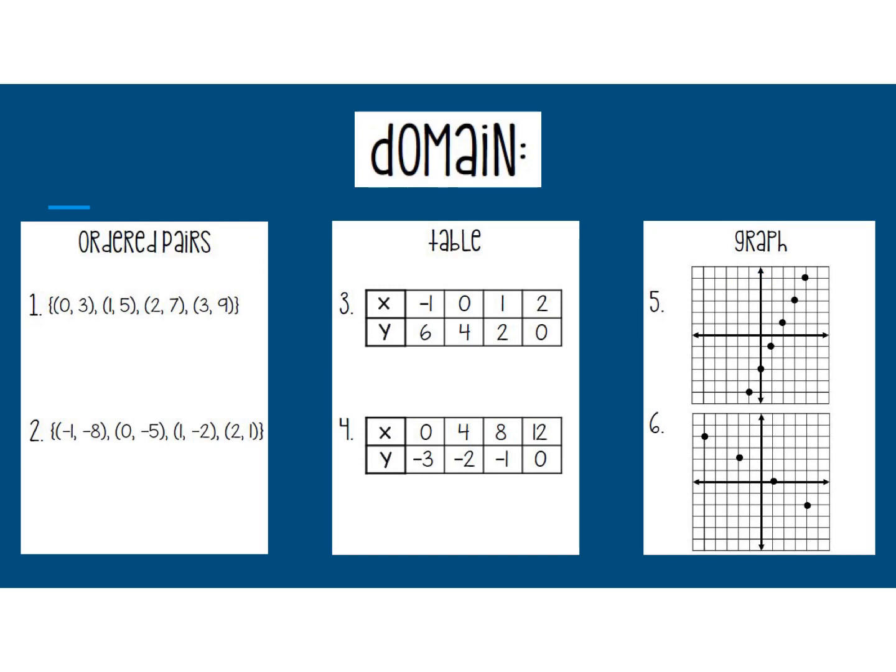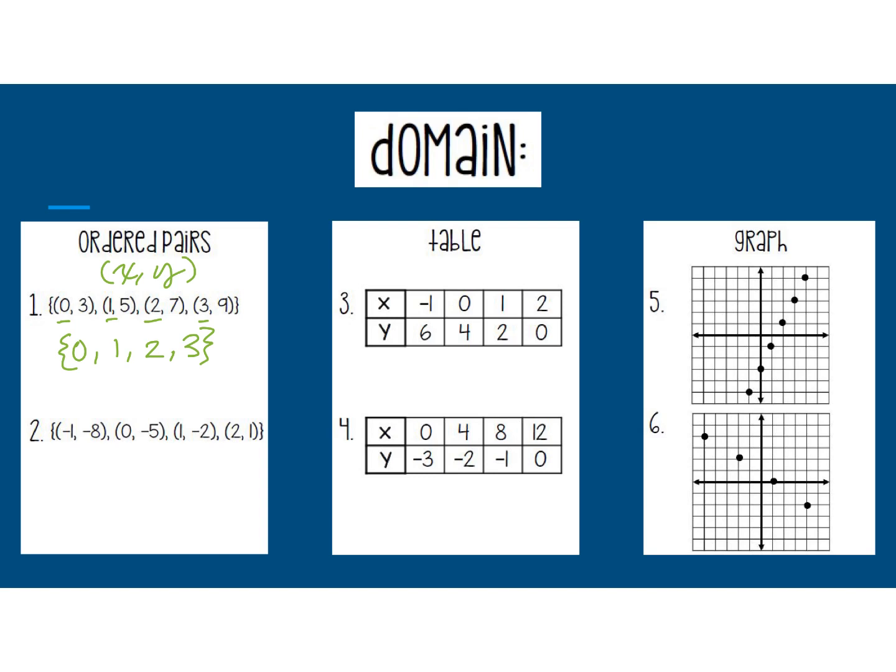So here's some examples for finding the domain. If we were going to find the domain for this first set of ordered pairs, we are going to be looking at only the x values. And remember, an ordered pair is x, y, so only that first value. So here, the domain is 0, 1, 2, 3. And that would be the domain for that.